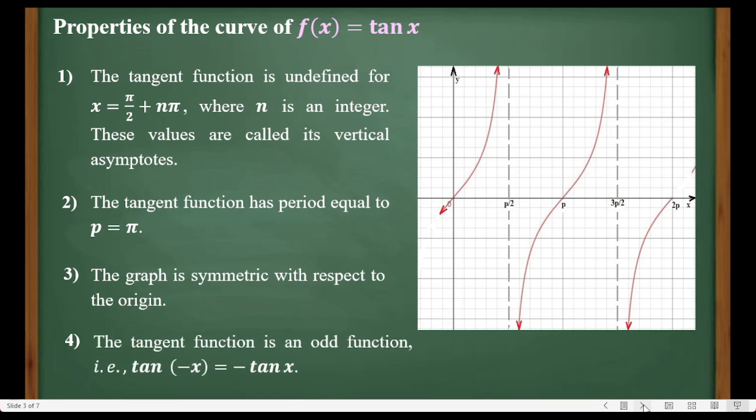Next property, the tangent is considered an odd function, meaning if you replace x by negative x, the value of the tangent function will change from a positive value to a negative value, as indicated by the sign from its coefficient. Okay, particularly tangent of x.